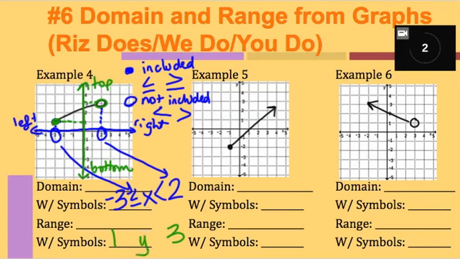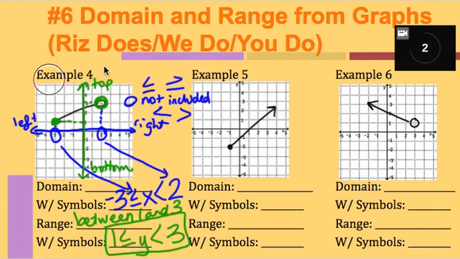So this bottom point is included, so I'm going to write less than or equal to. And then this top point is a hole, so I'm just going to write less than. Okay? We're just going to go ahead and write it with the symbols, but just to understand that it means between 1 and 3, with 3 not included. I'm going to go ahead and erase this so we can do example 5 with a little bit more space.